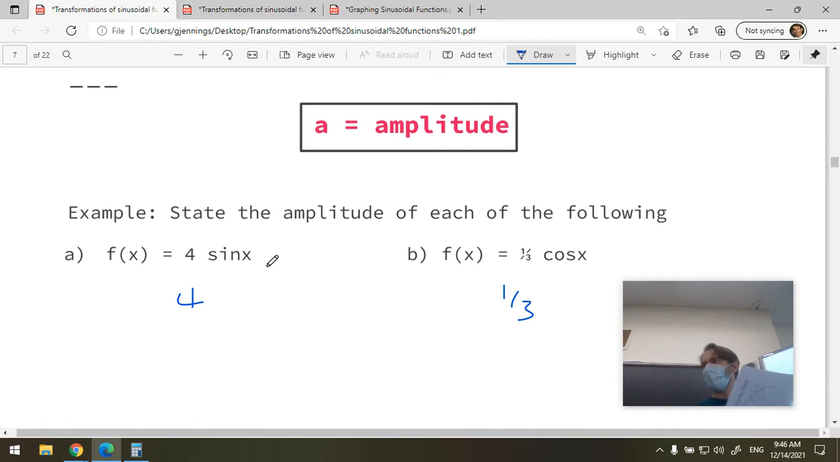So 15 sine x, what will the amplitude of 15 sine x be? Where are you looking? 15. Yeah, it's hard to make a tricky question there. So that's going to stretch it just down here. And then we can flip that page over to look at now the K transformation.